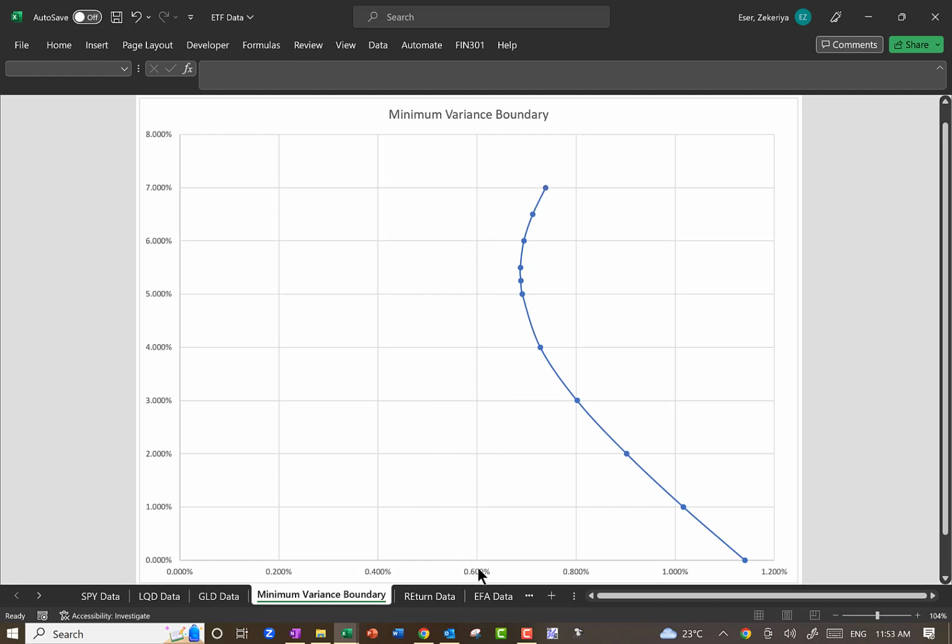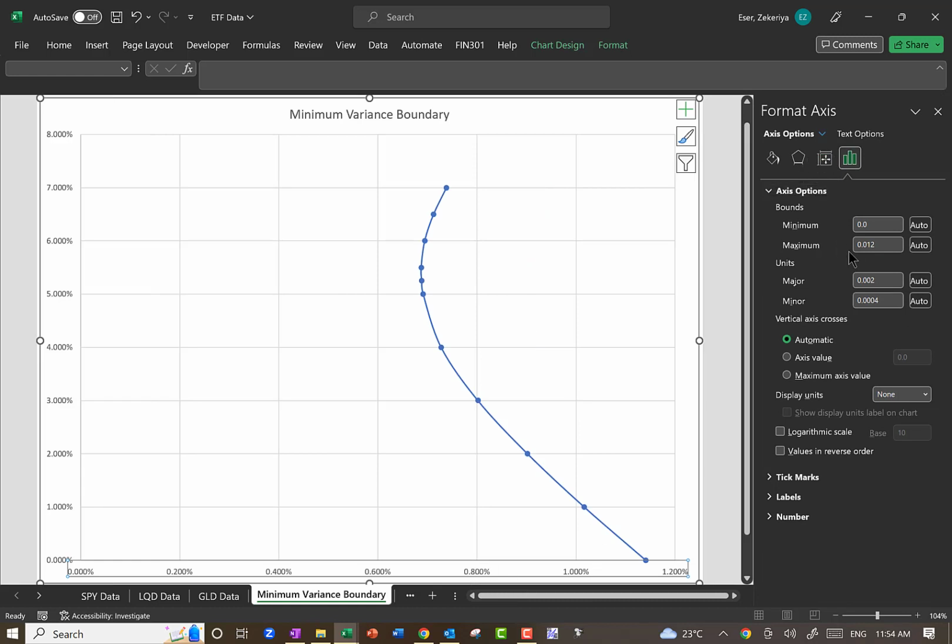I don't normally recommend this when you're charting two things, but anything below 0.6% in risk is not going to be achieved. So I'm going to double click on that to format that axis. I'm going to make 0.6% the minimum. I'm not going to worry about the maximum.